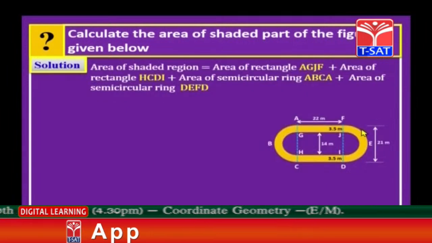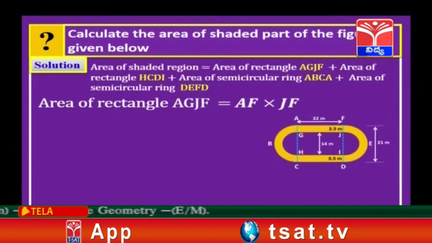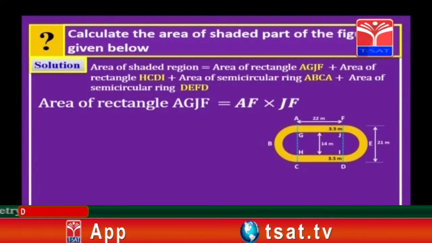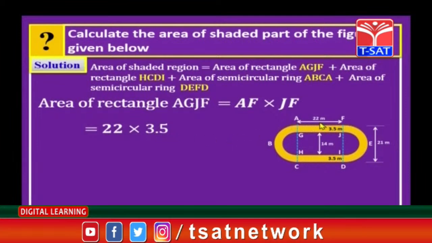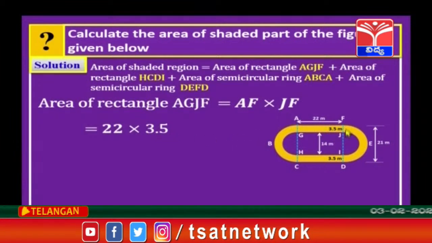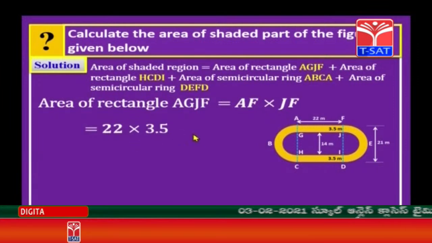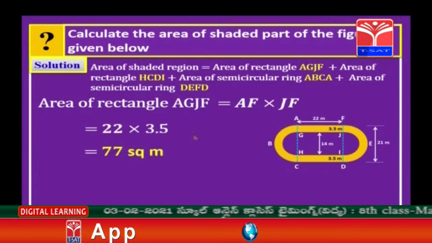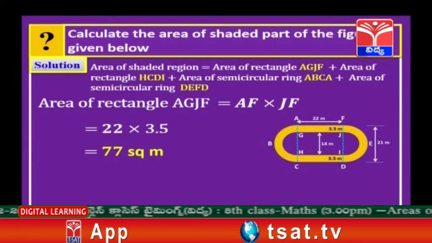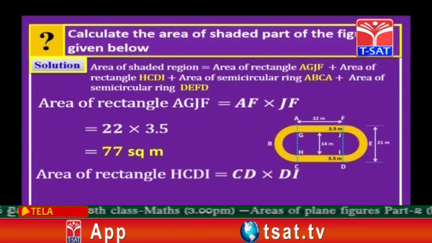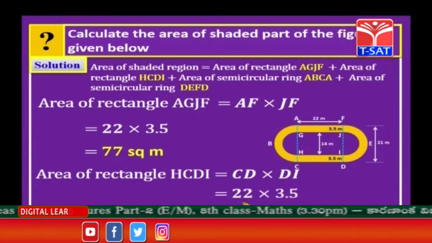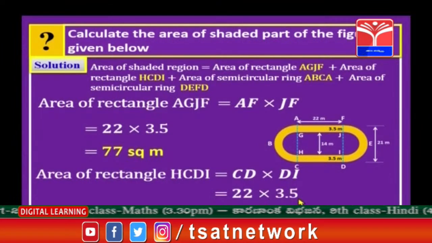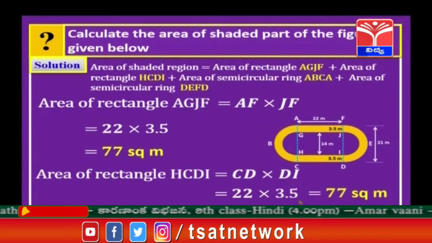Okay, children. Now let us see how to find them. The area of a rectangle is length into breadth. So it is AF into JF. So we get 22 into 3.5, because AF is 22 and this width is 3.5. On multiplying it, we get 77 square meters. Similarly, the area of rectangle HCDI is CD into DI. Let us substitute the values again. They are also the same, that is 22 into 3.5. We get 77 square meters.